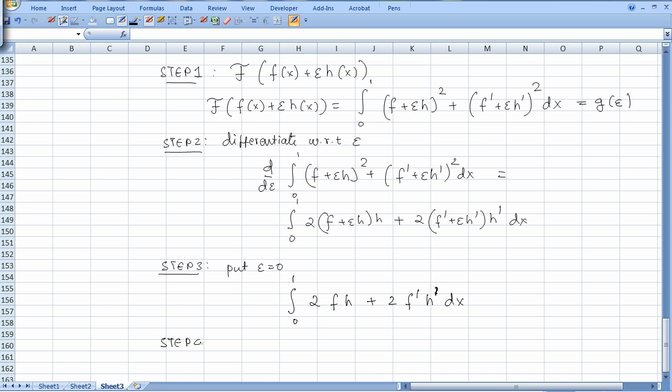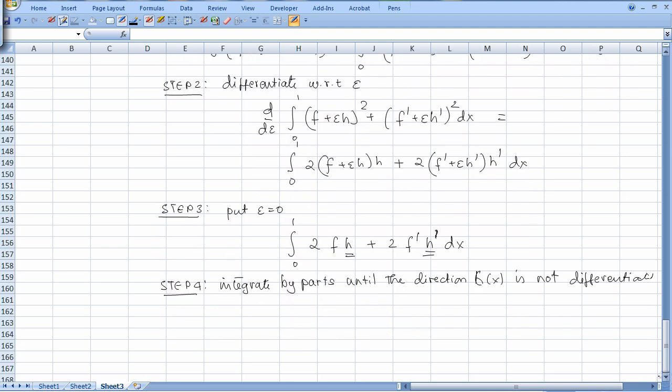Step 4, integrate by parts until the direction h of x is not differentiated. The problem is this is h, no? This is h prime. I don't want h prime. I just want to replace it with h. So what I'm going to do is integrate this by parts. We know how to do that, right?